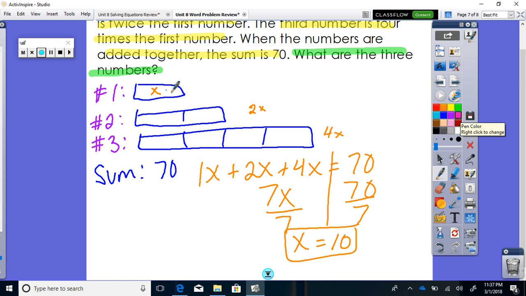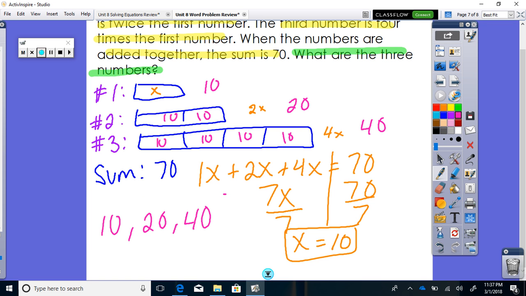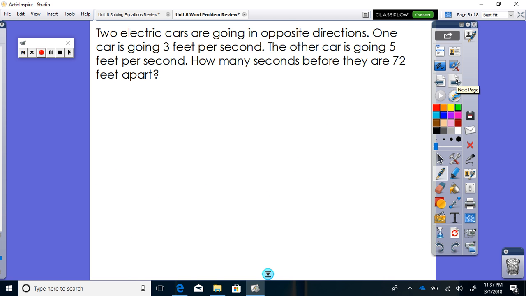So that means my first number is 10. My second number is twice that, so 20. And my third number is 4 times that, so 40. So my three numbers are 10, 20, and 40. And you can stop here if you'd like. There is one more example if you'd like to follow along.